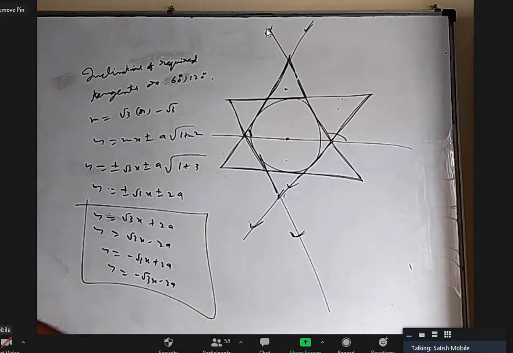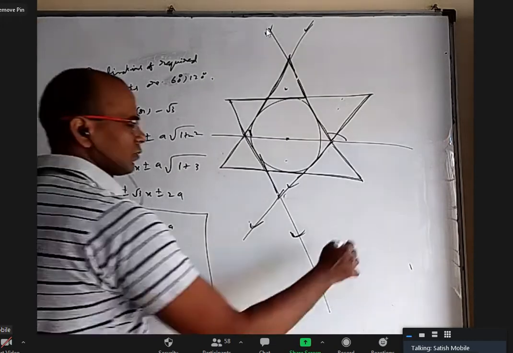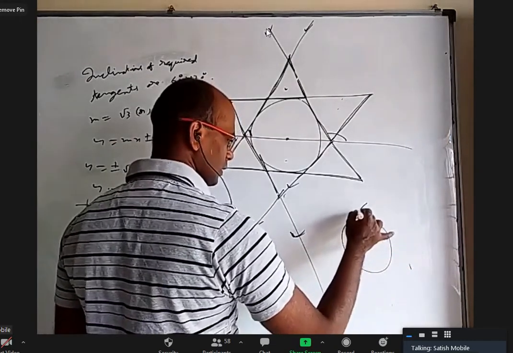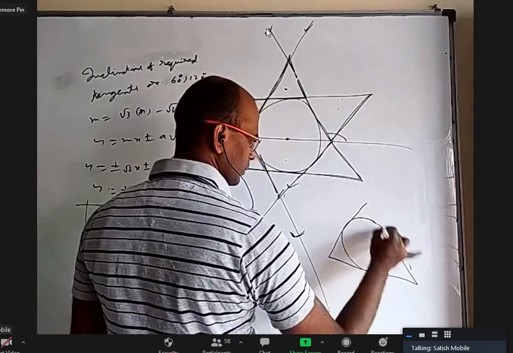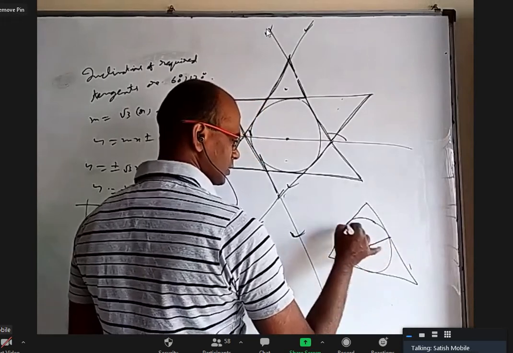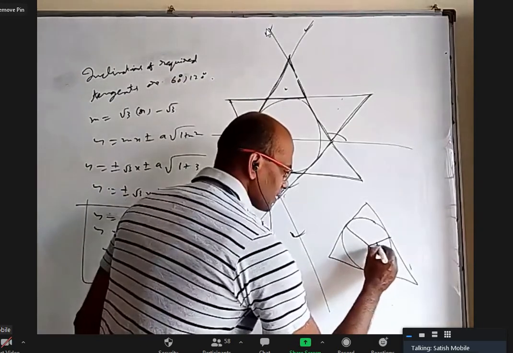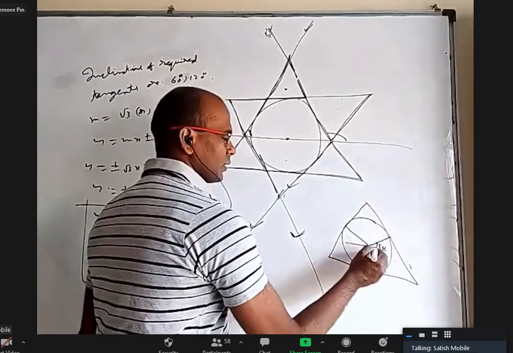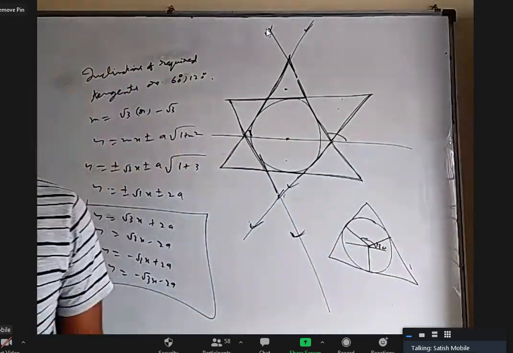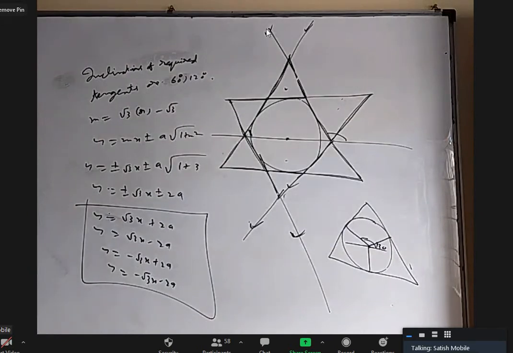Somebody can use x cos theta plus y sin theta equals r. Whenever you draw an equilateral triangle like this, you can easily see this. They are making 120, 120, 120. Then this angle is 30. If somebody takes this angle, they have to take 150. If they are using the normal form x cos theta plus y sin theta equals a, you take theta as 30 or 150 or minus 30 or minus 150.